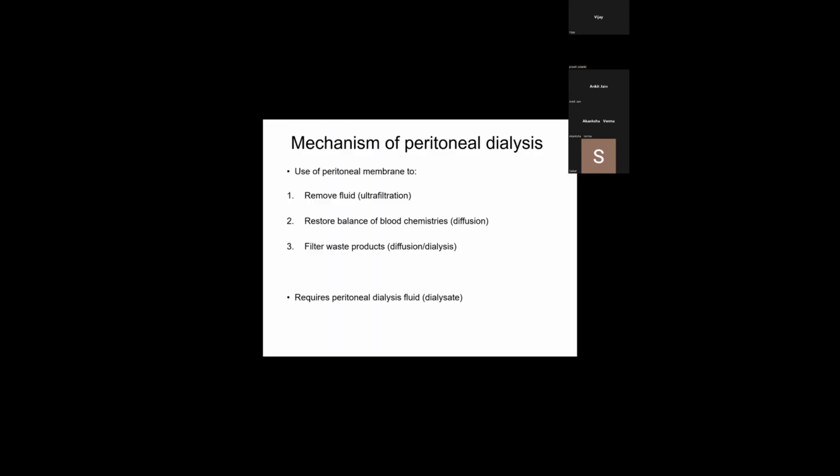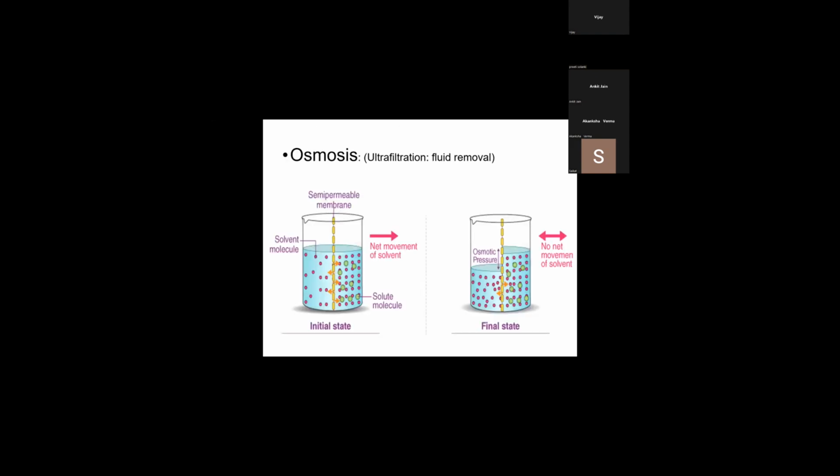Now, what is the mechanism of peritoneal dialysis? In peritoneal dialysis, the peritoneal membrane is used to remove fluid, which is called ultrafiltration, and restore balance of blood chemistries and filter waste products, which is done through diffusion or dialysis. So it requires peritoneal dialysis fluid, which is called dialysate. The first process involved in the mechanism of peritoneal dialysis is osmosis, in which fluid removal is done, so called osmotic ultrafiltration. The image shows a container with a semi-permeable membrane.